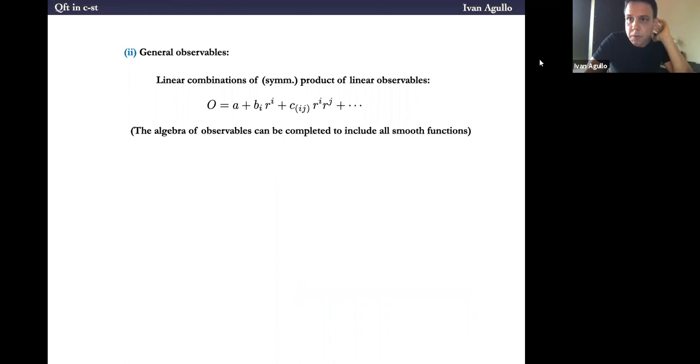Of course, any other linear observable can be built by taking sums of products of the elementary observables, the identity operator, linear, quadratic, etc., and symmetric because we are working with bosons.